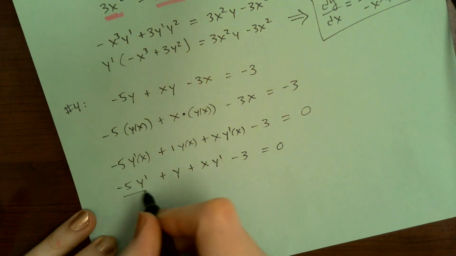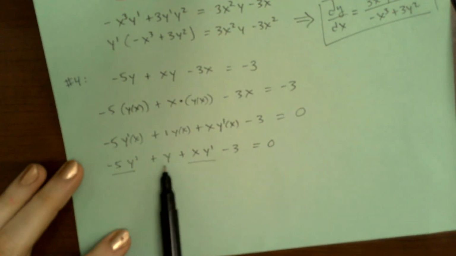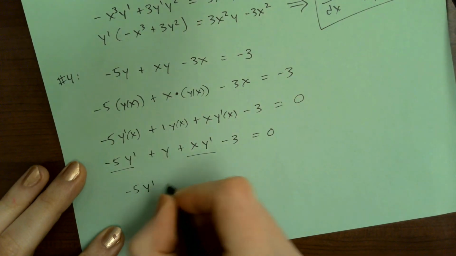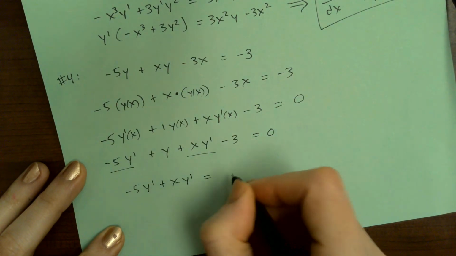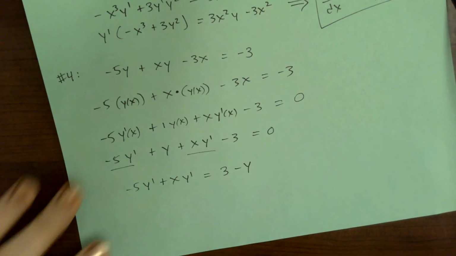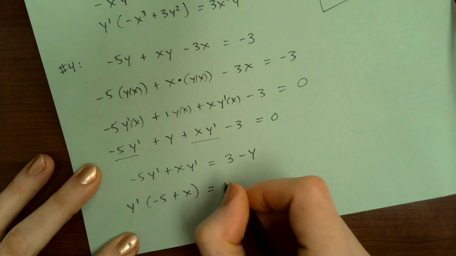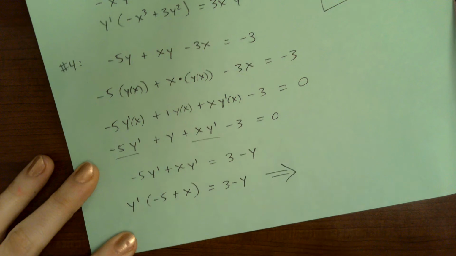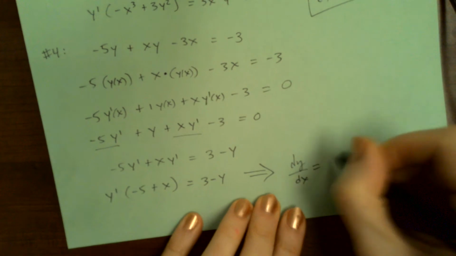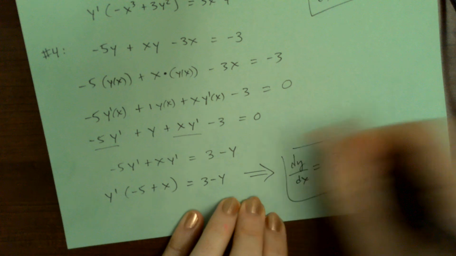Alrighty, so here are the y prime terms. So I want them all by themselves. So I've got to subtract this y from both sides and add this 3 to both sides. So -5 y prime plus x y prime equals, you could do -y plus 3 also. Then I'm going to factor out the y prime. And then I will divide both sides by the parentheses, and then I end up with dy dx equals 3 minus y. Okay, guys.